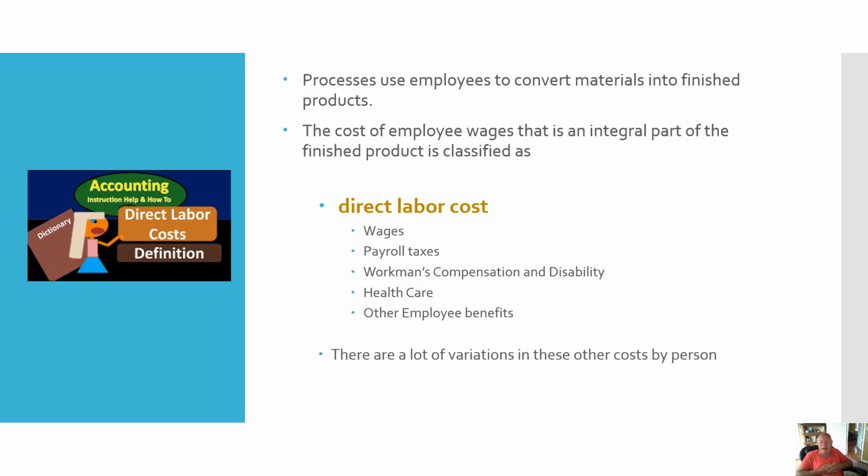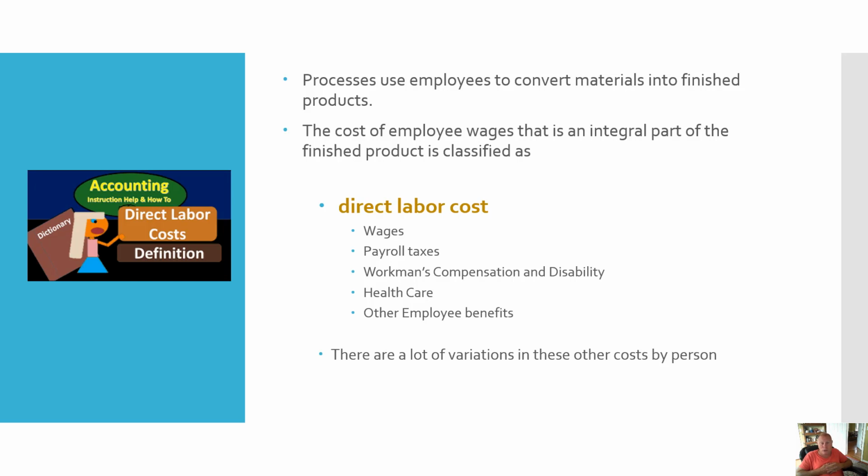It depends on the type of production that you have in a factory, and how much technology is used, and the relative relationship. But if you can directly tie an employee's wage to the finished product, it's classified as direct labor cost. Now, direct labor cost is more than just the wages that you pay the employee.